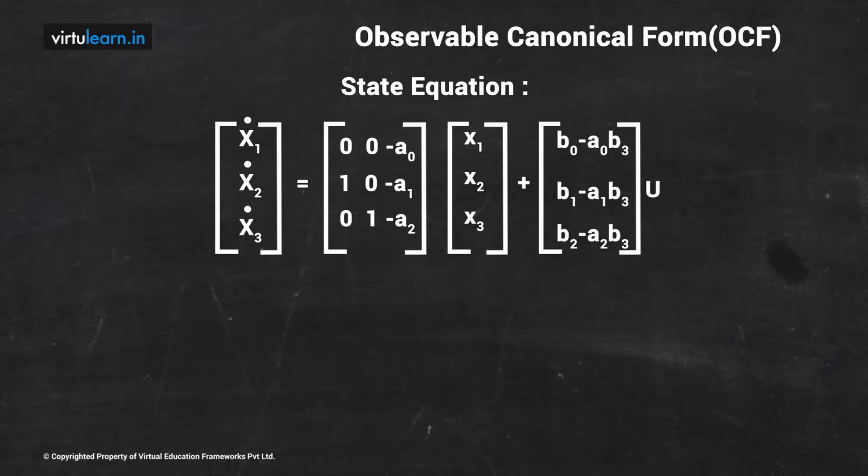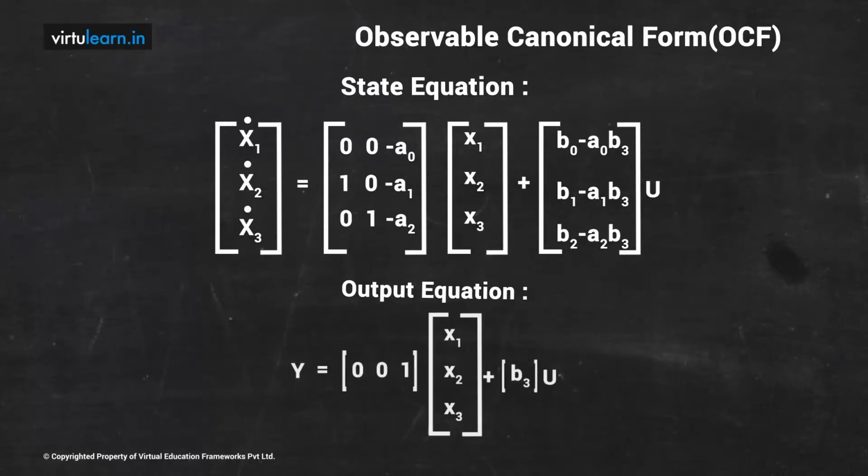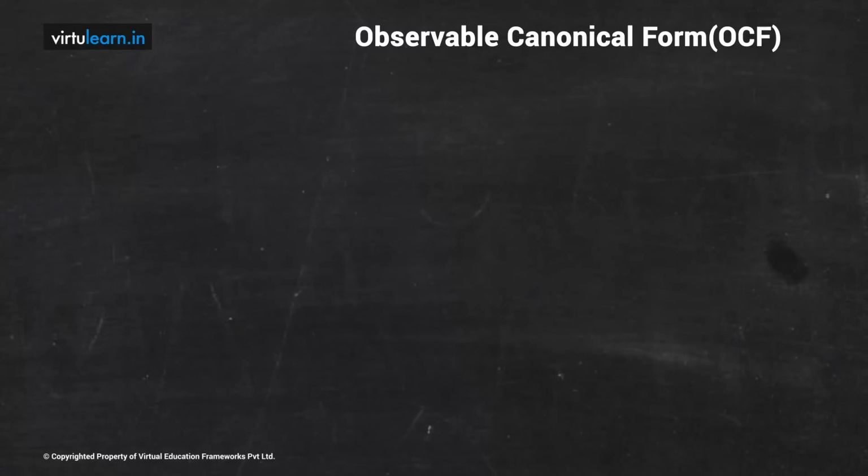So this is the B matrix and this is the A matrix, and using the output equation you can also write the C matrix and D matrix. Let us see how to write the D matrix. The output equation, we know that output is nothing but x3 plus b3u. So the C matrix is nothing but 0, 0, 1. D matrix is b3.